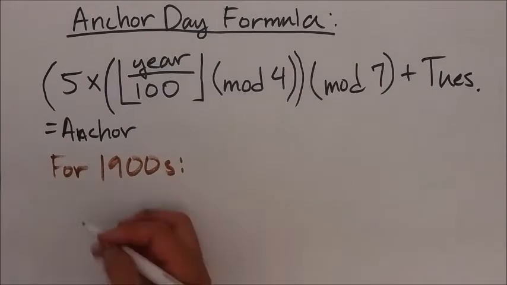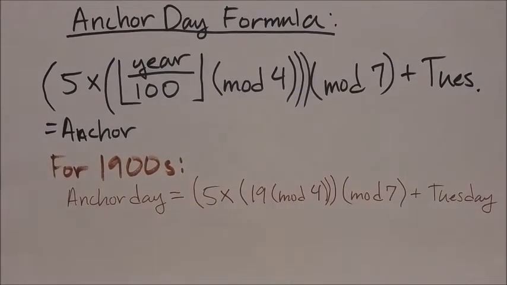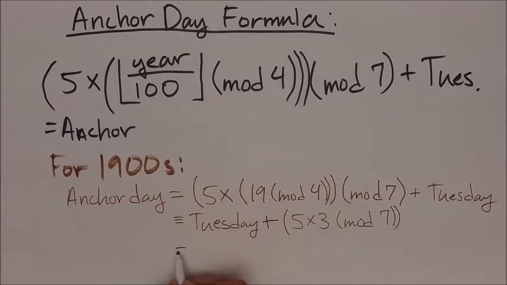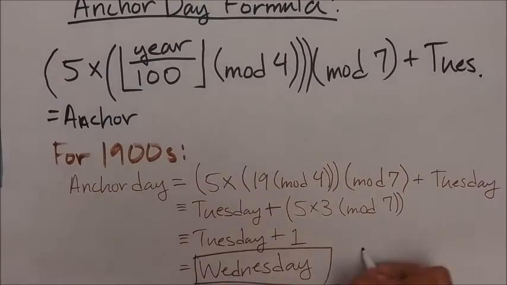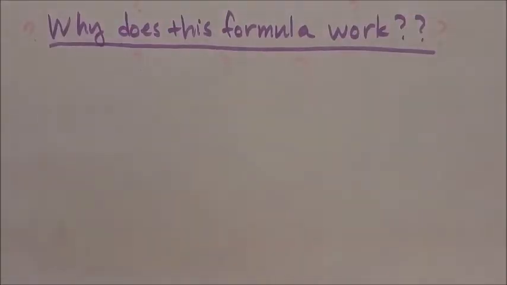Thus, for the century 1900, the anchor day is 5 times (19 modulo 4), modulo 7, plus Tuesday, which is congruent to 15 plus Tuesday, which is congruent to 1 plus Tuesday, which is Wednesday. So why does this formula work?